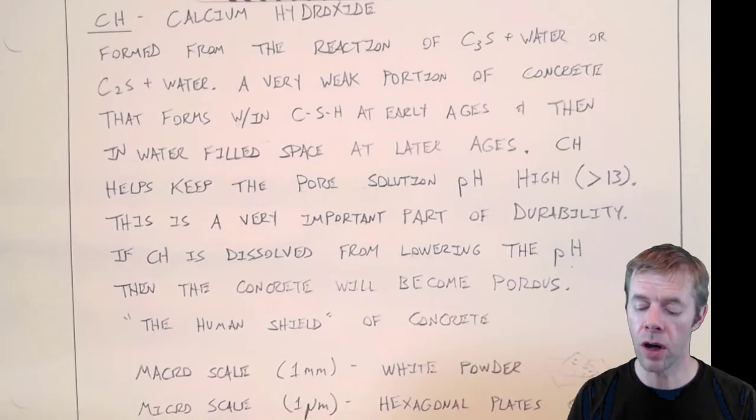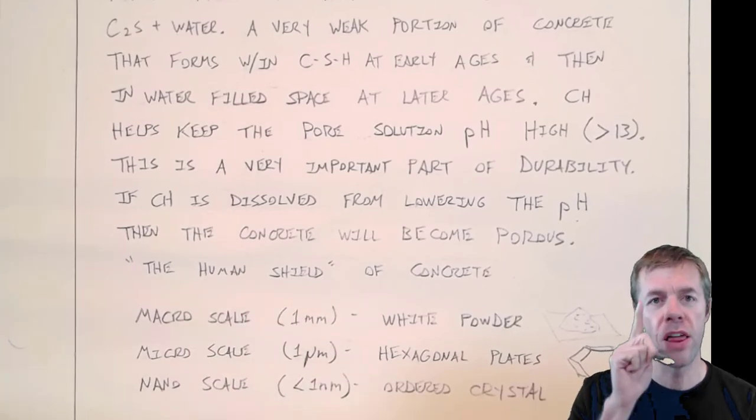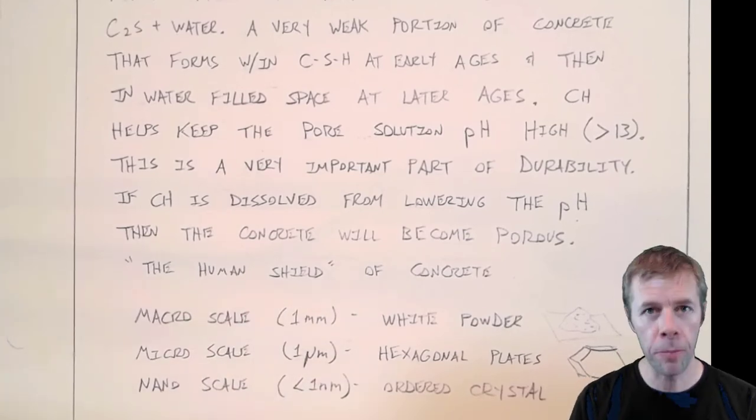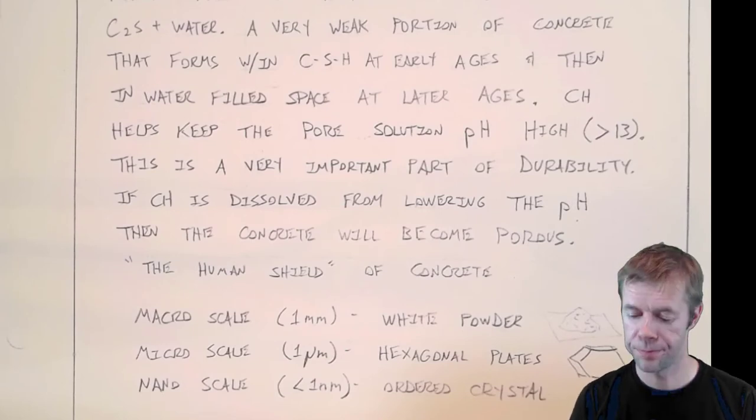And I like to call calcium hydroxide the human shield of concrete. It is the first thing to go. When there's a problem with concrete, calcium hydroxide starts to die off first. If you're ever investigating concrete, you're worried about how it's doing, you can check on calcium hydroxide. It's kind of like looking at your red blood cell count in a human. Okay, it gives you an idea if they're sick or not.